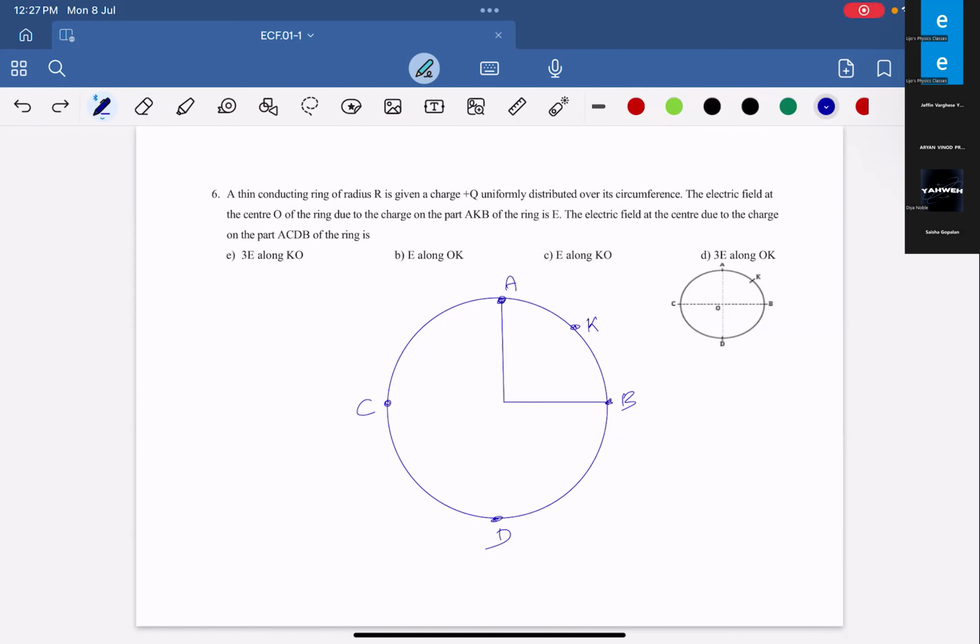AKB and ACDB. And I know one thing, that if I put a +1 coulomb at the center, that will be equally repelled by opposite elements. Look at the small element which has a plus charge. It will repel this +1 in this direction. But there is an opposite element with plus charge which will repel it in the opposite direction. Similarly, if I take an element here, there will be an opposite element here. Everywhere on the ring, if I take an element, there is an opposite element, which will cancel the electric field out.